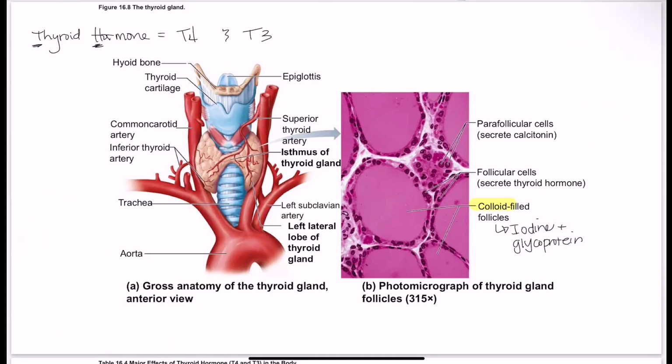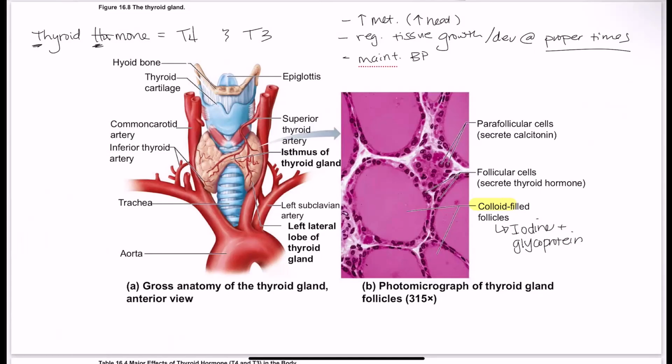Here's some of its effects: increasing metabolism and also heat, because if we increase metabolism, we're also increasing heat. We can also regulate tissue growth and development at the proper times. At the proper time, that's the important qualifier there. And then we can also maintain our blood pressure. So there's lots and lots of things.